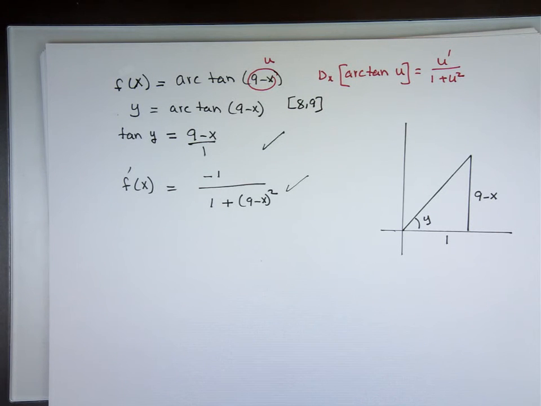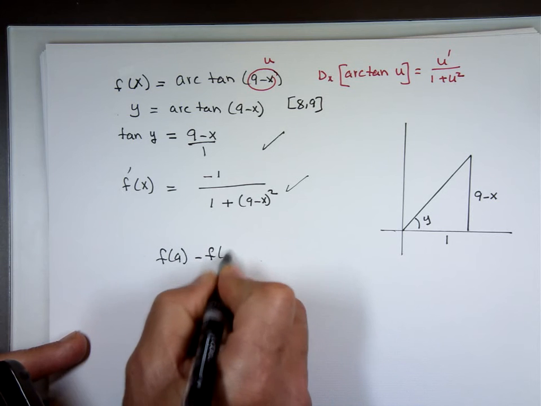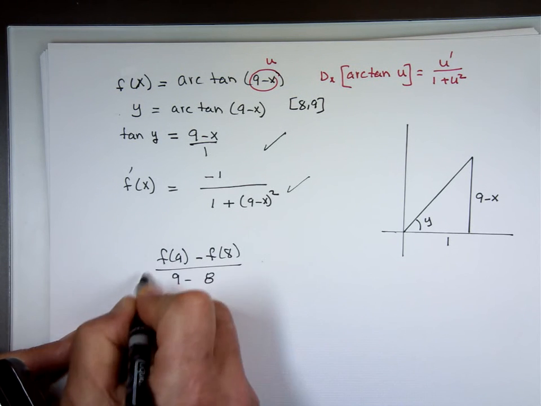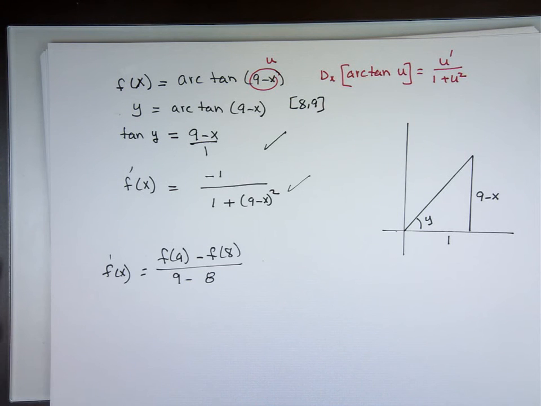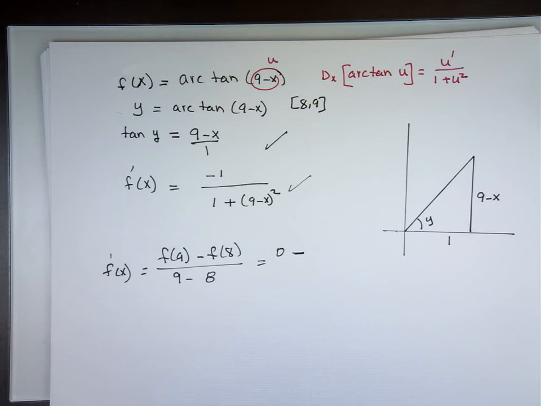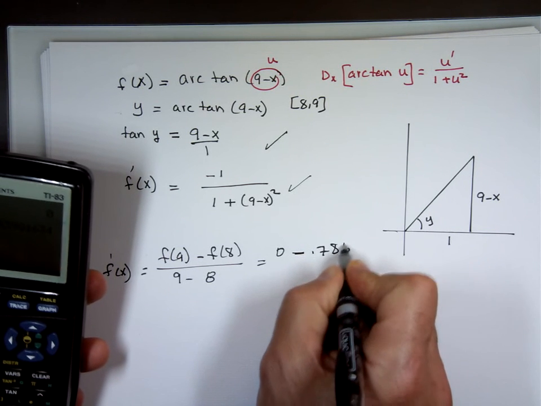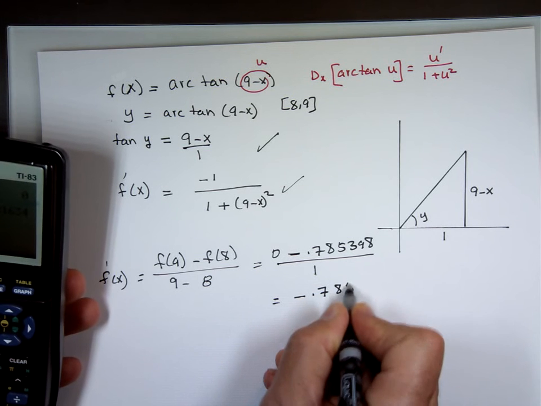And now if you want to find what the value is, you take the derivative and set it equal to f of 9 minus f of 8 over 9 minus 8. Arctangent when it's 9, that's arctan of 0, which is 0, minus arctan of 1, 0.78539, over 1, so negative 0.78539. Set the derivative equal to that.